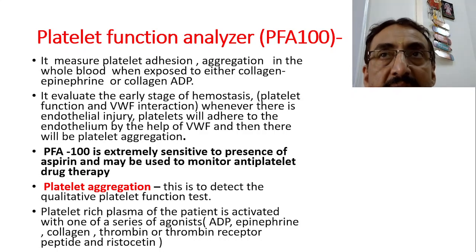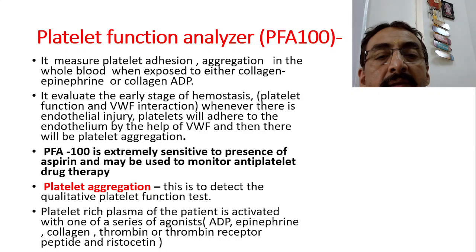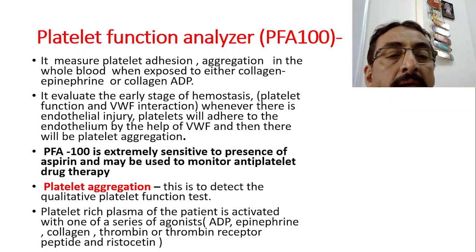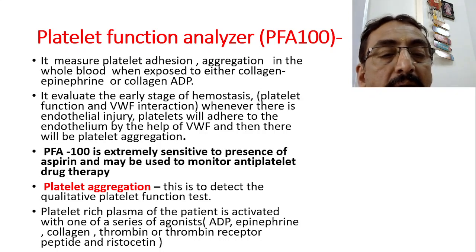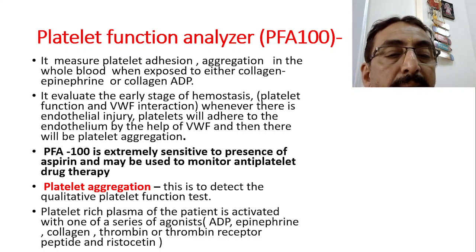Now another test is platelet aggregation. This is to detect qualitative platelet function. Platelet-rich plasma of the patient is activated with one of a series of agonists like ADP, epinephrine, collagen, thrombin or thrombin receptor peptides and ristocetin.